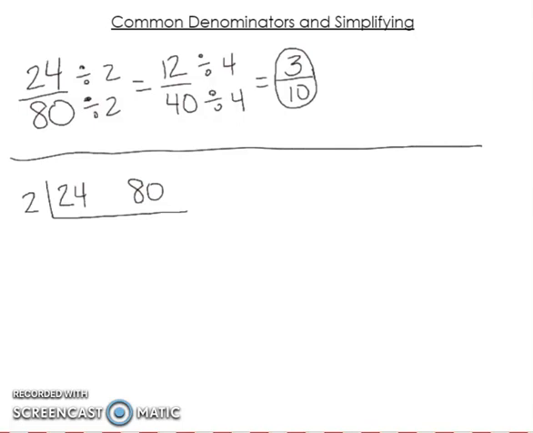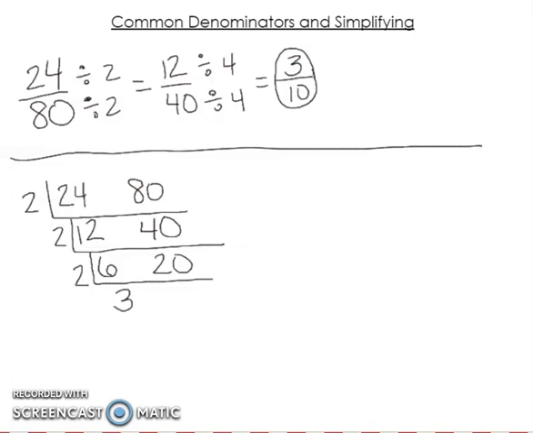Okay, the second method, the upside down wedding cake. So again, that's just the method. But if I were talking on the milestones, writing out what I'm doing, I would be doing prime factorization. So 2 goes into 24 12 times. 2 goes into 80 40 times. And then I can keep going with the 2. 2 goes into 12 6 times. 2 goes into 40 20 times. And then 2 goes into 6 3 times. And 2 goes into 20 10 times. So I get 3/10.